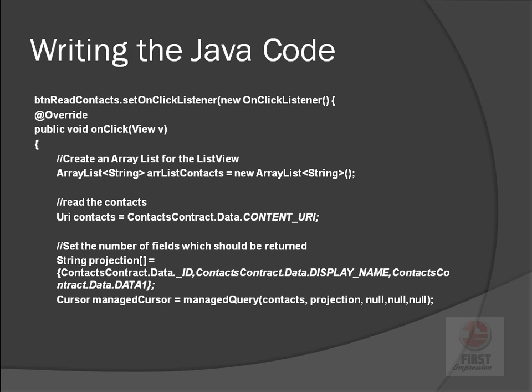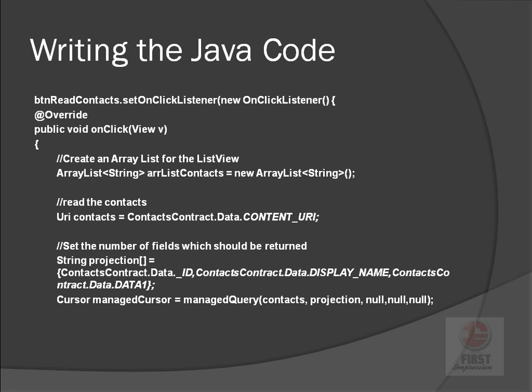Then we have to query the SQLite database with this contact URI. The URI of contacts is passed over here. The second argument is the number of fields that you want to get from this. We want the ID, the display name, and the data 1. So we are passing that field over here, and we don't want any order by clause or a group by clause or a where condition. So we will keep that as null, null, null.